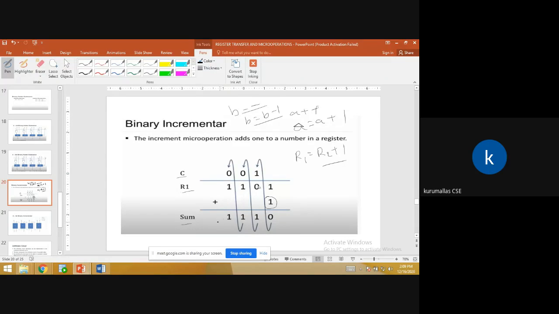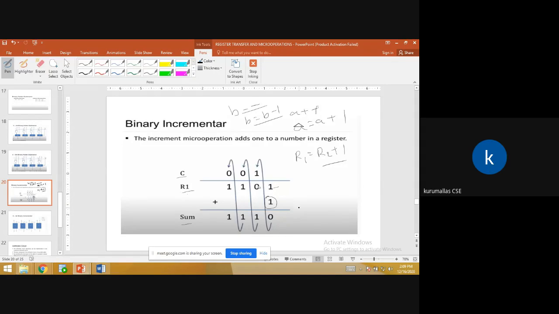0 1 1, there is no carry, right? If you consider this one here, the carry is 0, right? So here, if you observe, while performing this addition operation, 1 1, we are taking two inputs only. For the R1 register we are adding an extra 1, so while performing binary increment we are taking half adders. For a half adder, we are taking two inputs.